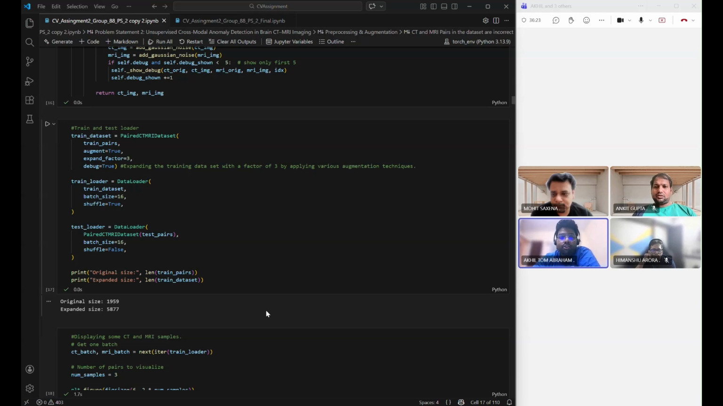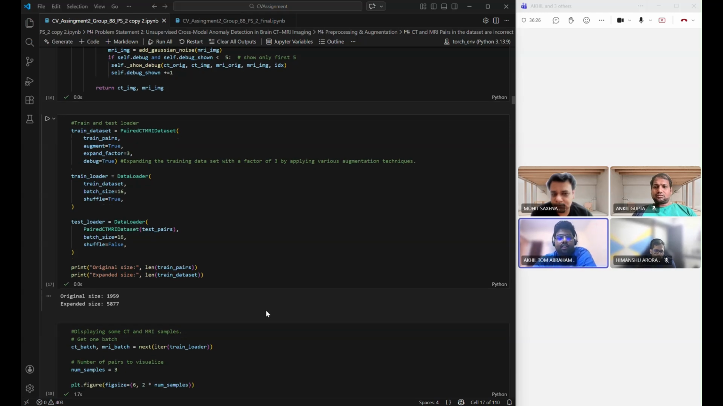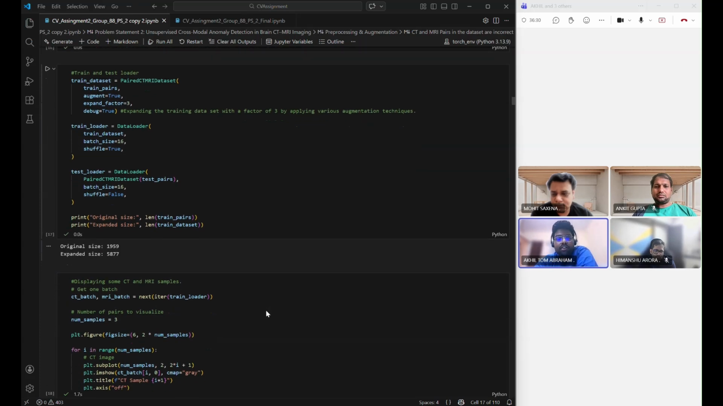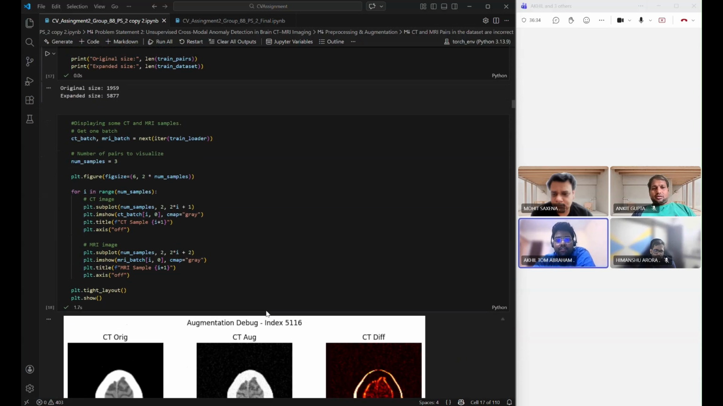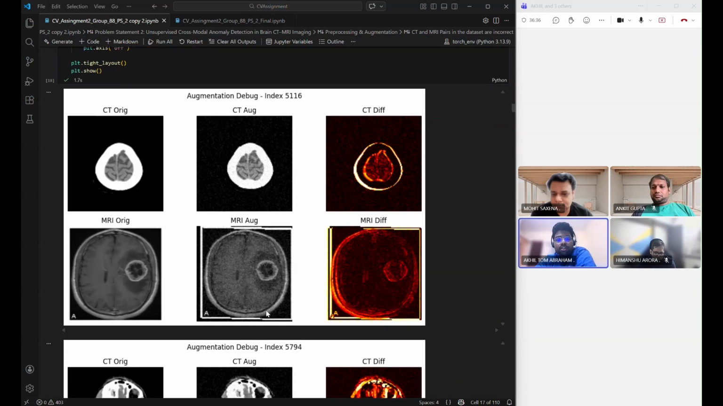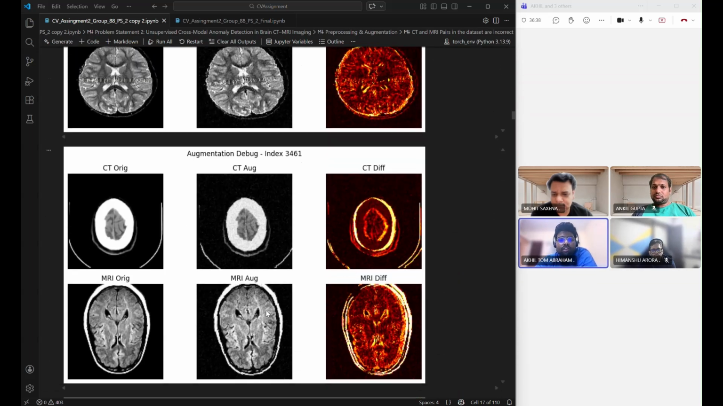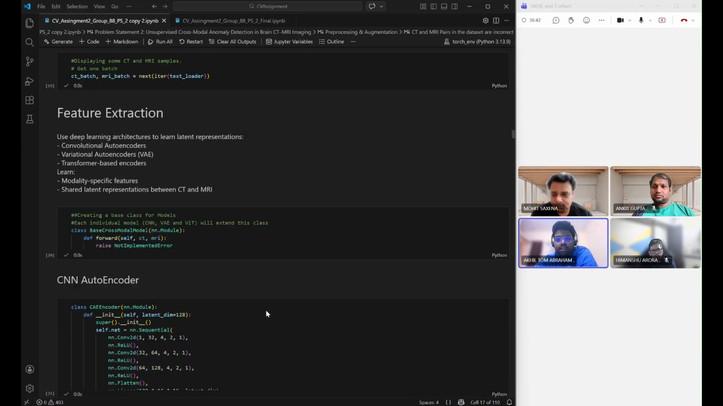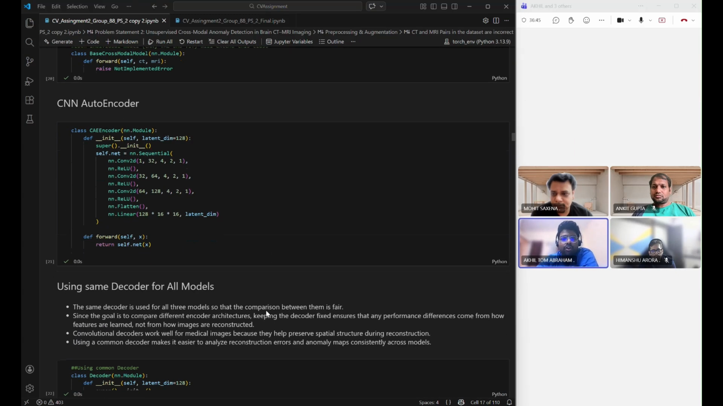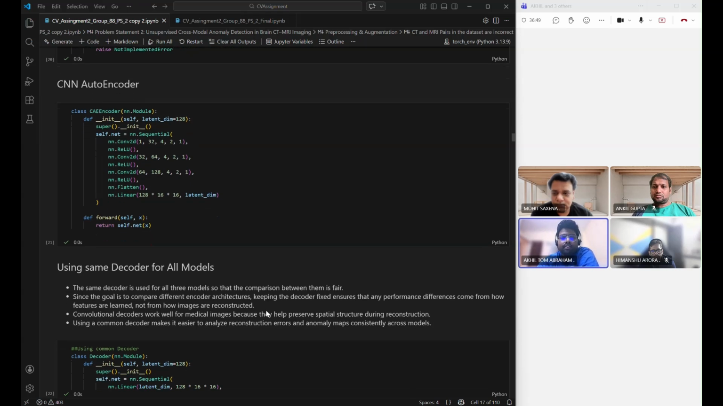We tried three models: a standard CNN autoencoder, a variational autoencoder, and a transformer. We used a shared latent space, basically averaging the features from both encoders. To be honest, the CNN autoencoders gave us the best result. The transformers were a bit too complex for this amount of data, so we stuck with the CNN.